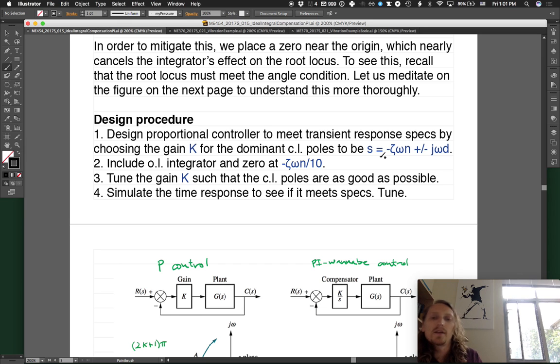And we're trying to balance the two things. We're trying to balance the effect on the transient response, which we get as we get further away from the origin with that zero, we're affecting it more and more. And as we move it closer and closer to the origin, we have a slower and slower integral response, and that can become very problematic if it's too slow.